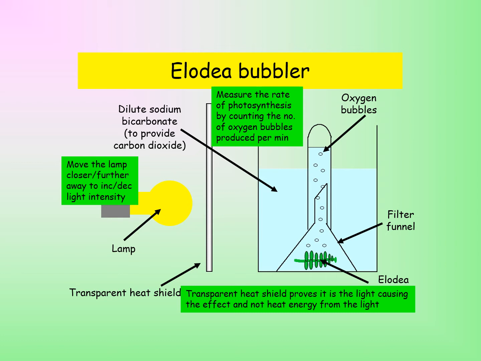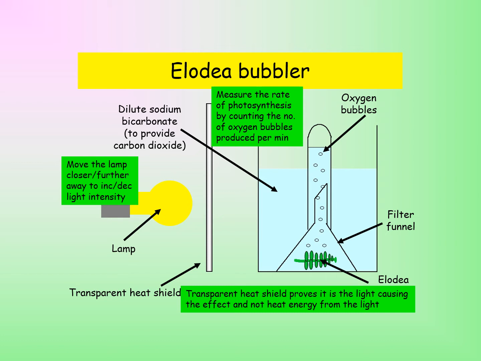Now, this experiment's been set up to measure the effect of changing the light intensity on the rate of photosynthesis. So if you look at the lamp, we can move the lamp further towards the Elodea, and that will obviously give us more photosynthesis because we're increasing the light intensity, so I should see more bubbles over time. If I move it away from the Elodea, I should see fewer bubbles because I'm decreasing the rate of photosynthesis.